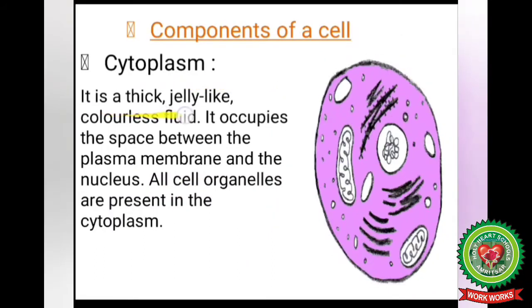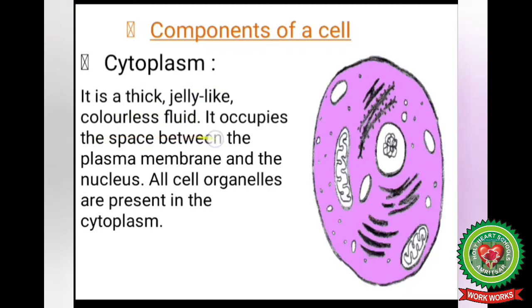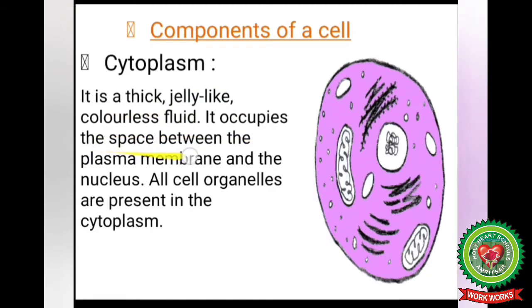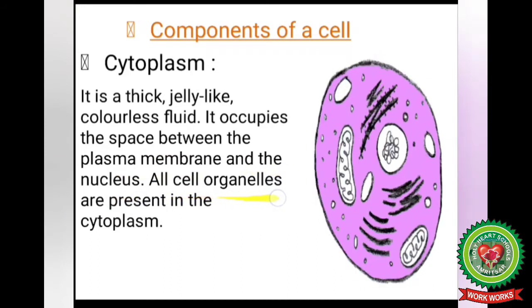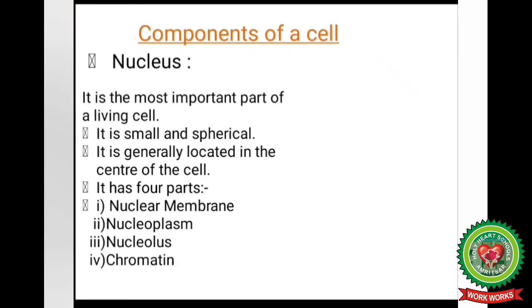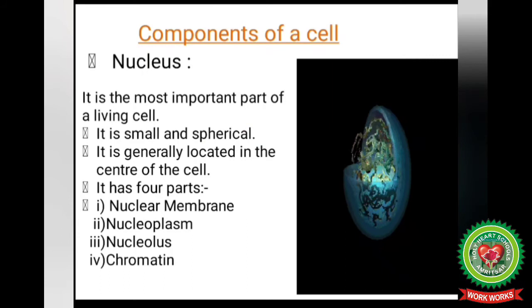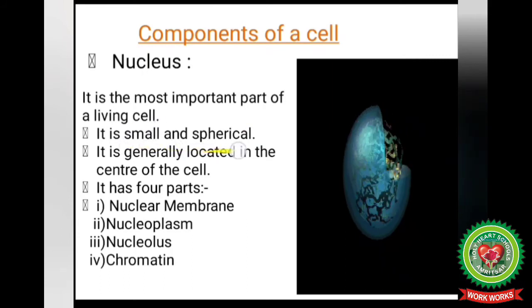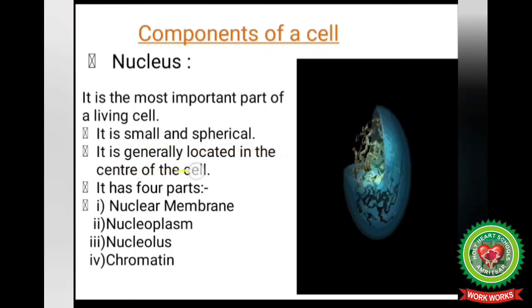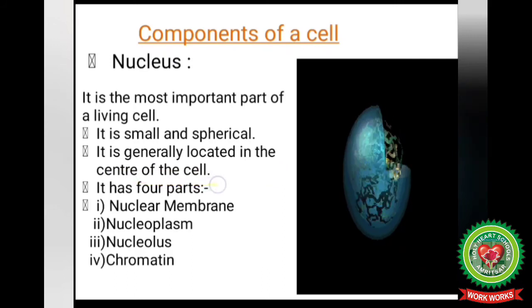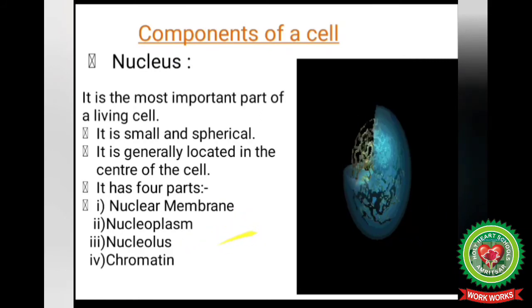Cytoplasm. It is a thick jelly-like colorless fluid. It occupies the space between the plasma membrane and the nucleus. All cell organelles are present in the cytoplasm. Nucleus. It is the most important part of a living cell. It is small and spherical. It is generally located in the center of the cell. It has 4 parts: nuclear membrane, nucleoplasm, nucleolus, chromatin.